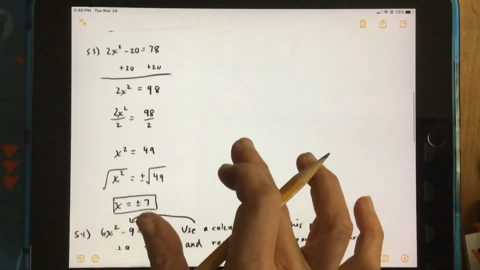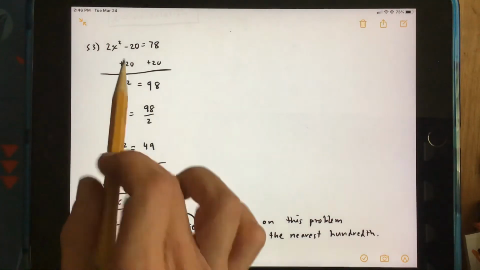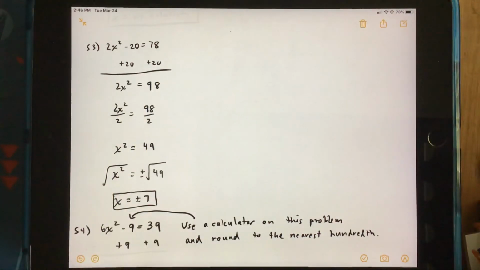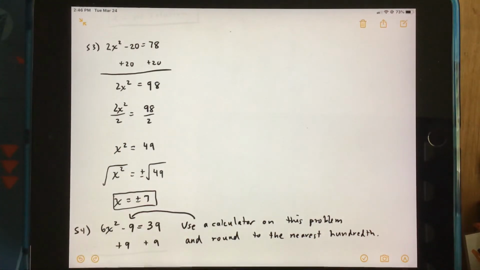Sample 3. Again, we're solving for x, and only a few steps will get us down to our value. First, we add 20 to both sides of our equation. Again, we're trying to isolate that x squared, so we're going to undo that minus 20 by adding 20 on both sides, giving us 2x squared equals 98. Next step, we need to undo the 2. It's attached to that x squared with multiplication, so we're going to divide both sides by 2 to arrive at x squared is equal to 49.